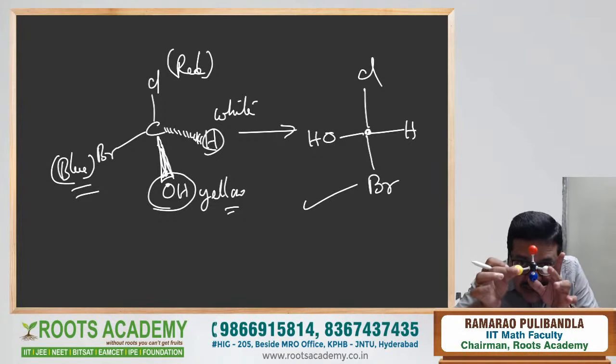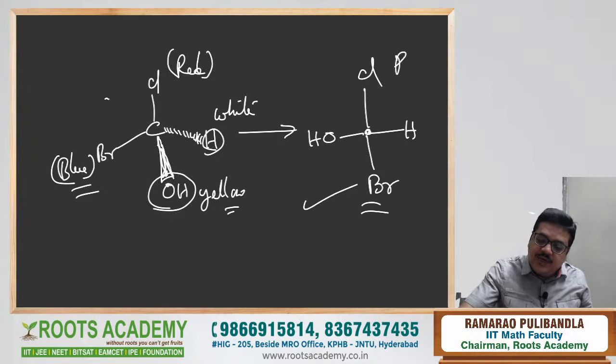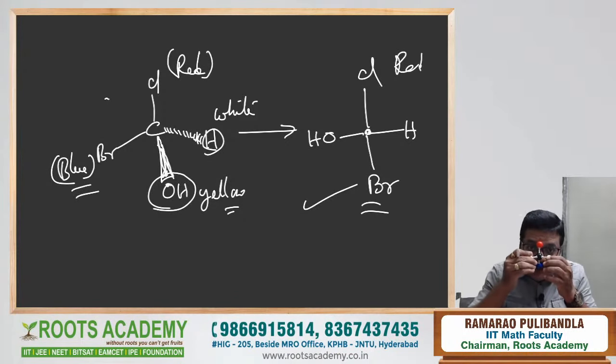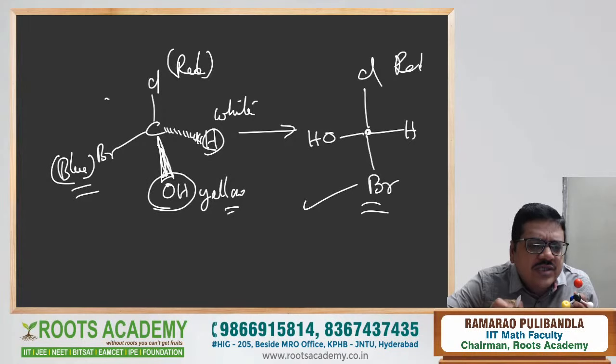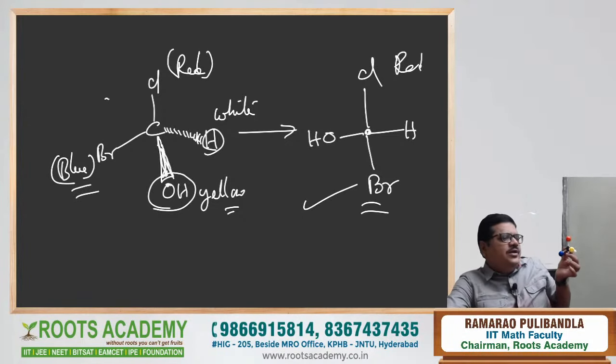Understood? This is the conversion of 3D into 2D. Like that. OH I will keep here. H writing here. Br down. Cl up. Red. So red is up. Who is down? Blue. Understood? Tell me all of you. Sai Teja, Narasimha, understood? This is 3D into 2D.